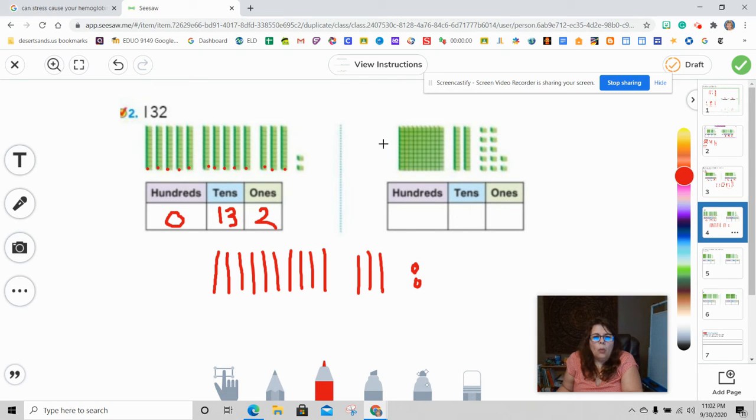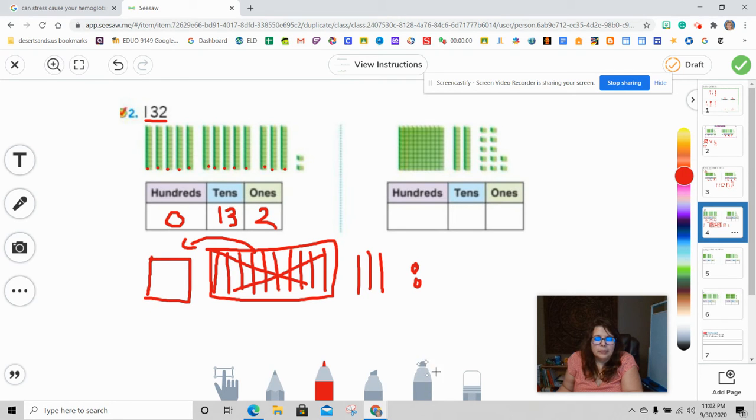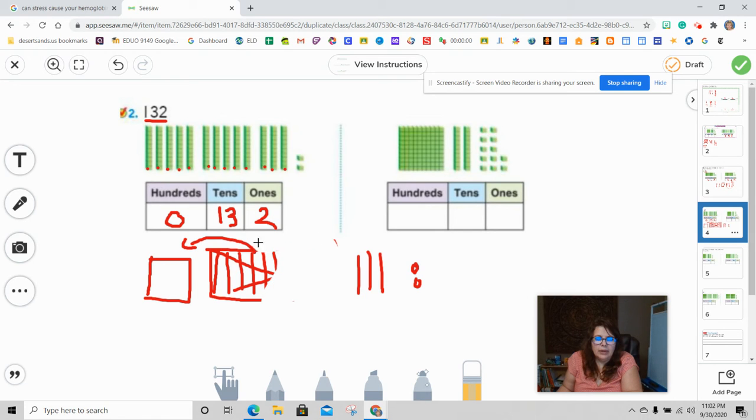Okay, so now what do I see here? It's still the same number, but it looks different. They put a group of 10 tens together. So I'm going to box it, cross it, and regroup it. And they did it as 100. So now I can erase this and I go, okay, I have 100 right there.